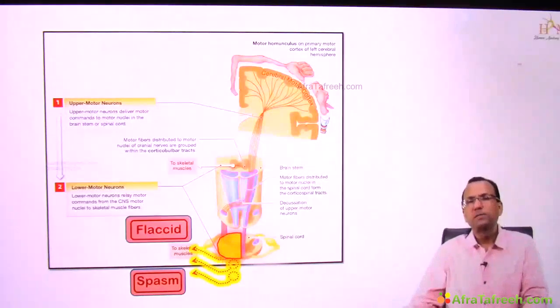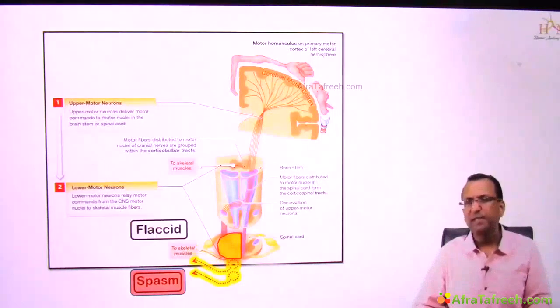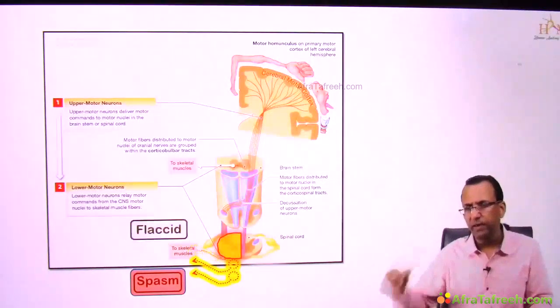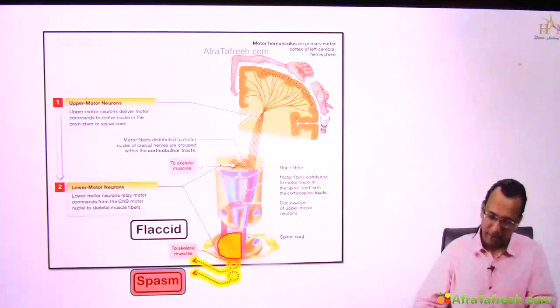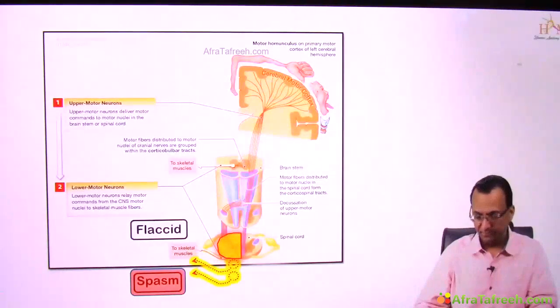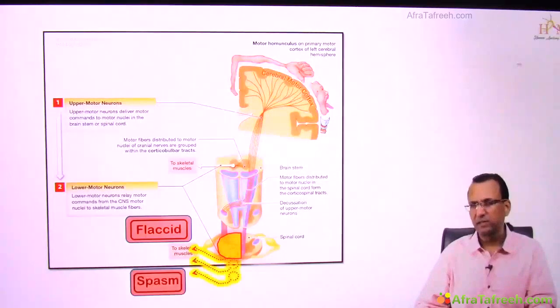Why is there no spastic paralysis? How can there be spastic paralysis? Who brings the spastic paralysis? The lower motor neuron. Is the lower motor neuron working there? No. So at the level, flaccid. But below the level, spastic. At the level, there is flaccid, but below the level, there is spastic paralysis.